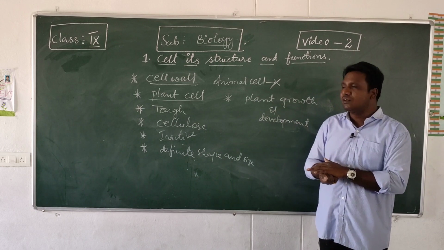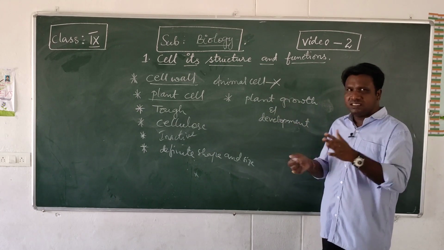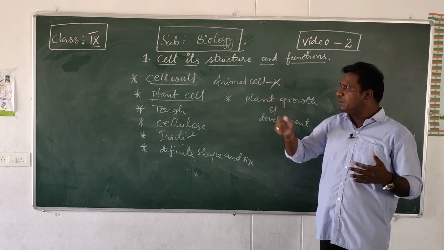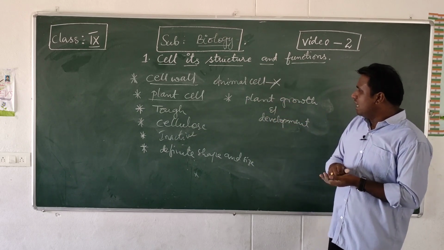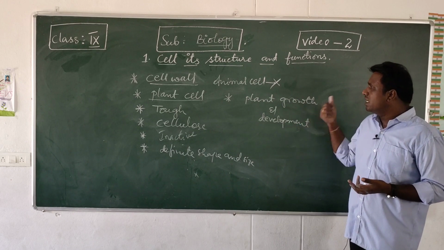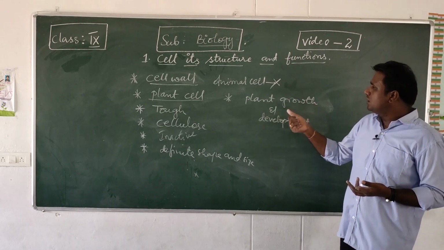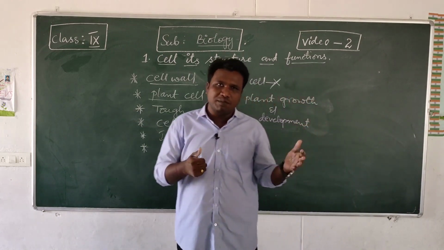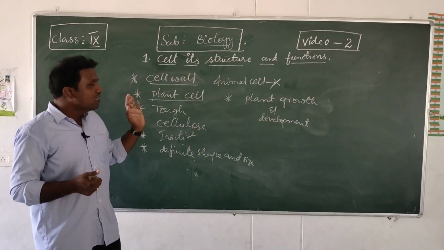The cell wall also provides a definite shape and size. We can see this based on the size of the tree, so the shape and size of the tree depend upon the cell wall. Another important function is that it provides good plant growth and development. For the better growth and development of the plant, what is helpful is the cell wall.